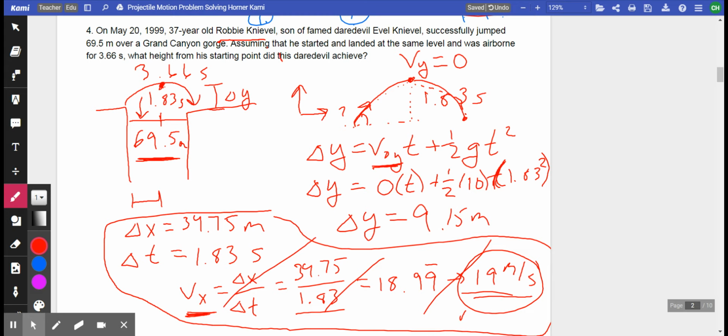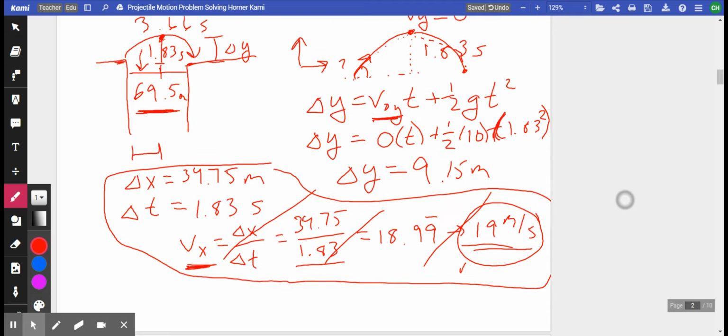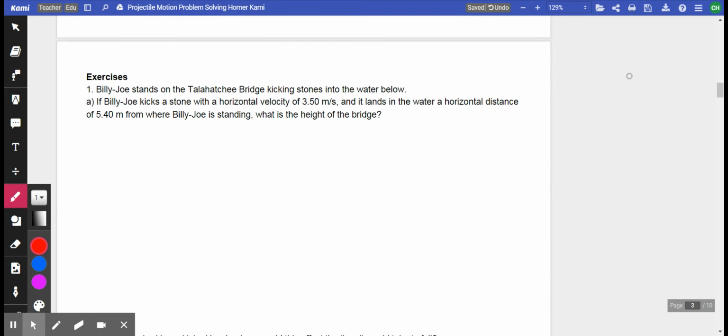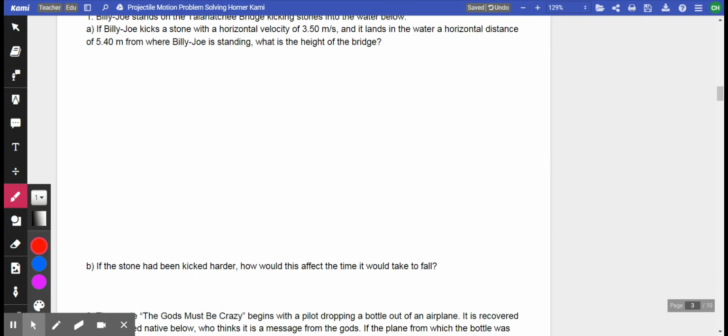And that is measured from here up to here, okay? That is because he started at the same level that he ended at. And that is the end of just the examples.